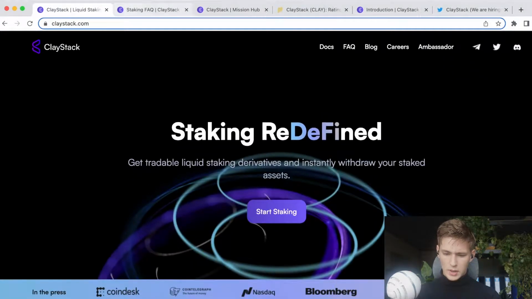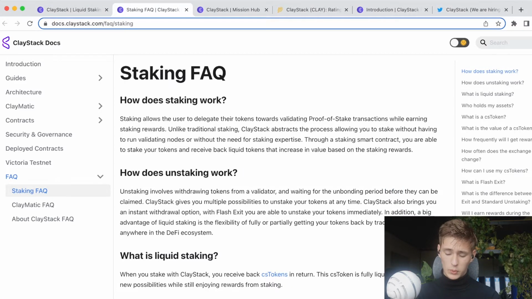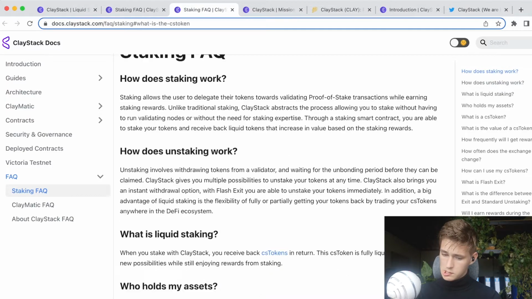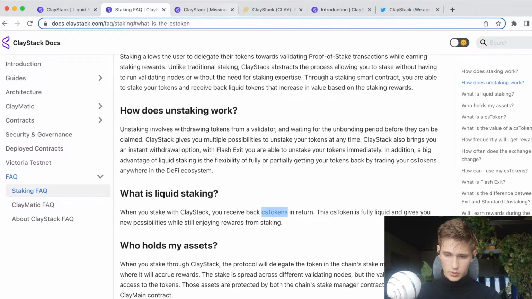Over here, we can find the FAQ, which is pretty important. They explain stuff like what is liquid staking. For those of you who don't know, when you stake with Claystack, you will receive the CS tokens in return. This CS token is fully liquid and gives you new possibilities while still enjoying the rewards from staking. Now, this is clickable. If we click on it, we should get some more information about the CS token. Unfortunately, that doesn't work. Okay.